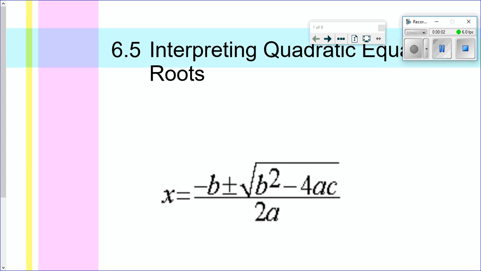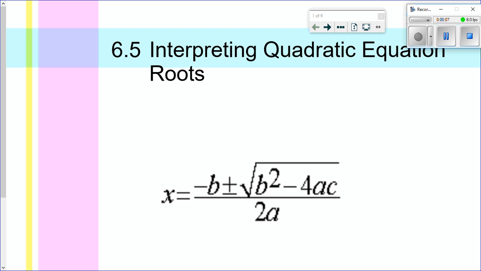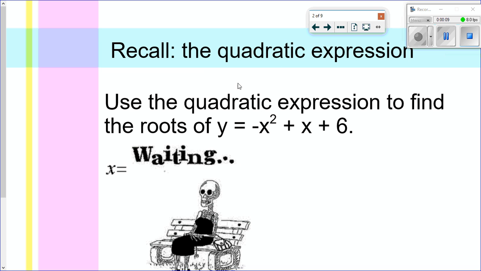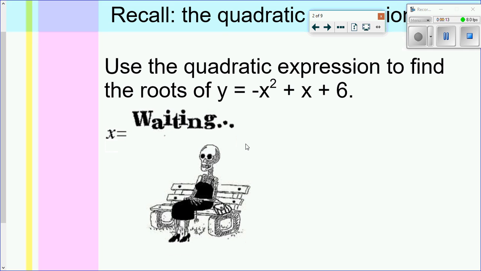All right, so let's jump right back into things, looking at the quadratic equation again. Let's see if we can find the roots to this question, just in case you don't remember.